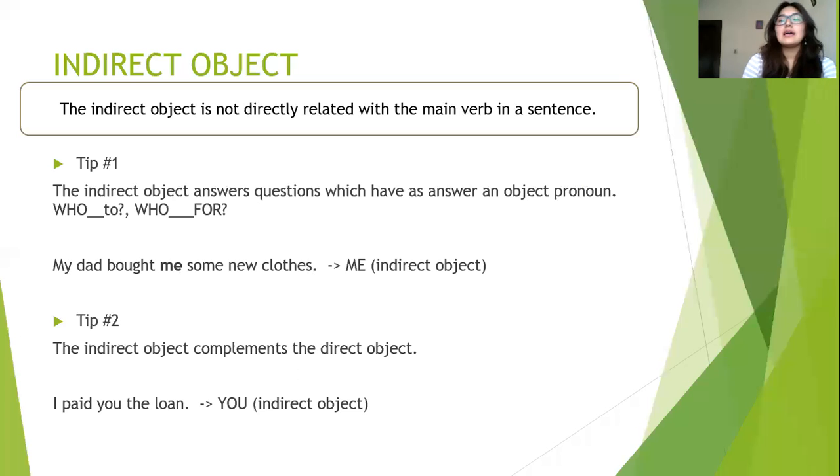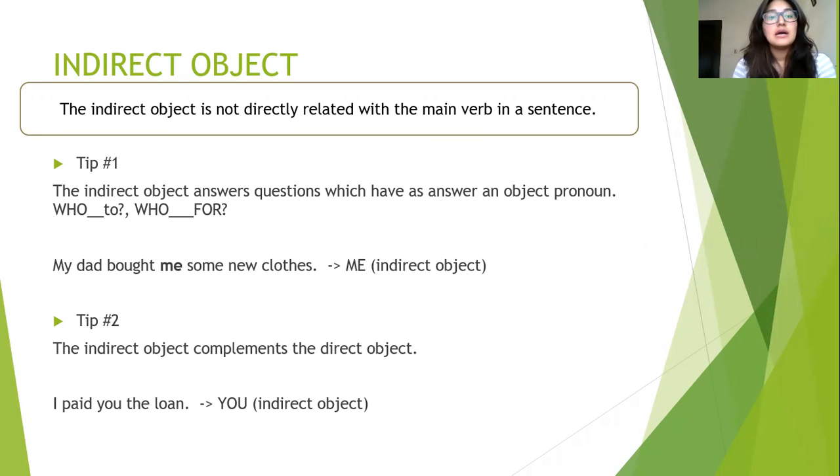The next is the indirect object. In this case, the indirect object is not directly related to the main verb in a sentence. So the first tip that I have is that the indirect object always answers questions whose answer is an object pronoun, in most cases. Questions such as who to or who for.